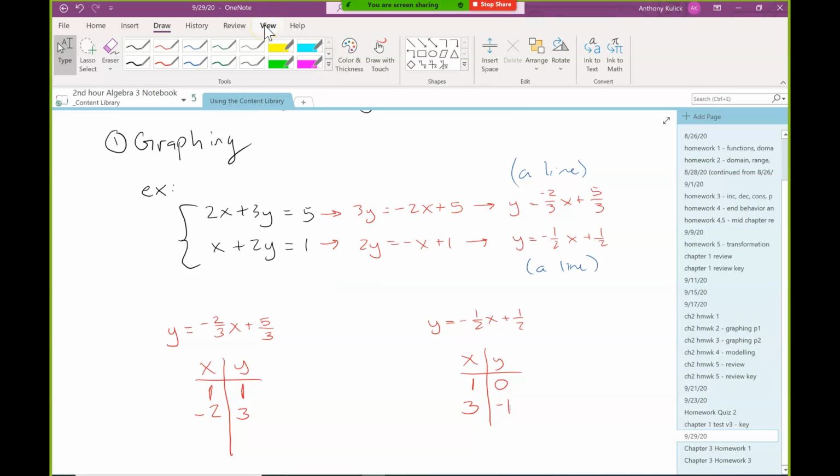So I picked x to be 1. When I plugged 1 in, negative 2/3 times 1 is negative 2/3. And then plus 5/3 is 3/3, which reduces to 1. Over here, when I pick 1 and plug it in, I have negative 1/2 times 1, which is negative 1/2. And then plus a half is 0. It's because the equations are different. Okay with that? You can pick whatever numbers you want. I tried to pick them so that I didn't get any fractions.